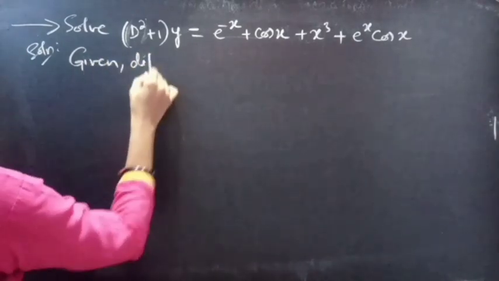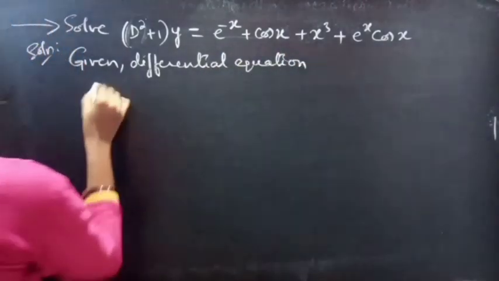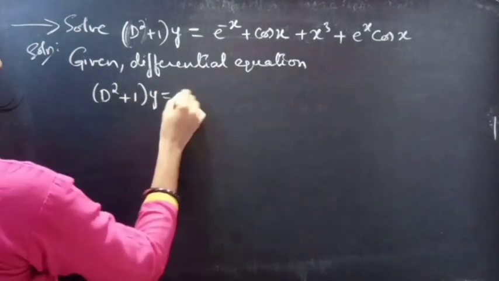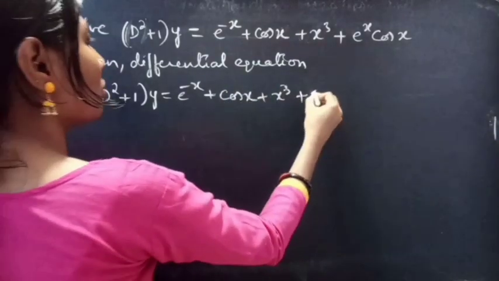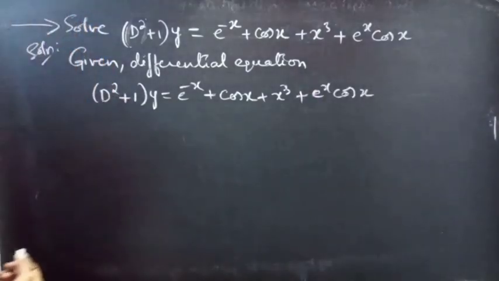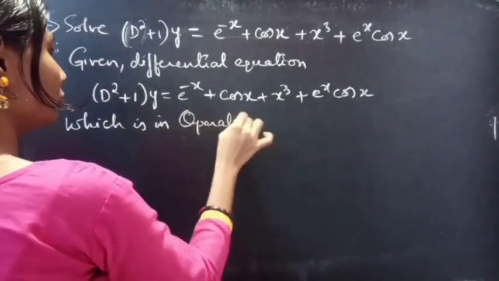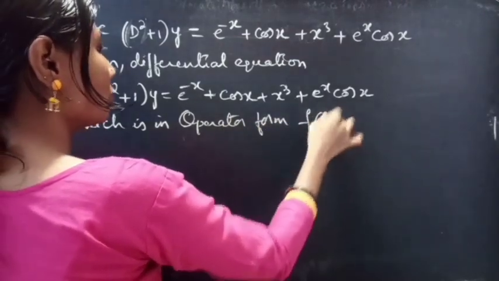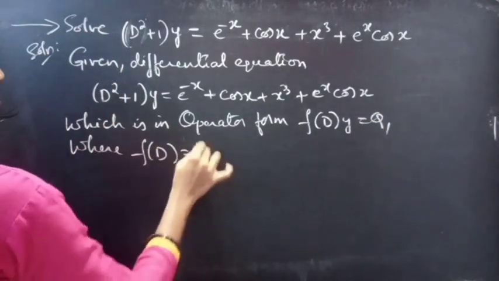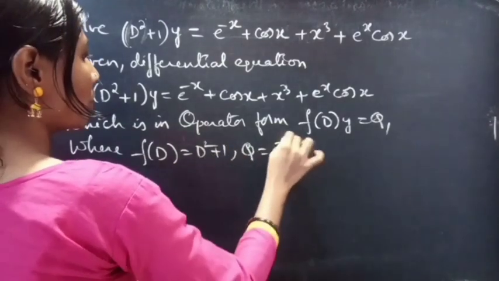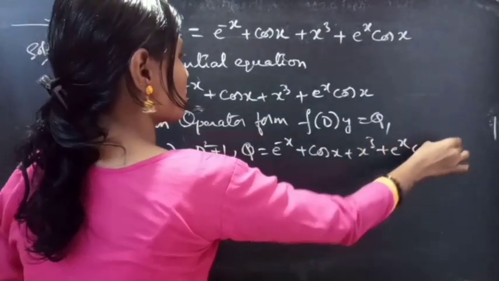Given differential equation, (D square plus 1) y equals e power minus x plus cos x plus x cube plus e power x cos x, which is in operator form F(D) y equals Q, where F(D) equals D square plus 1 and Q equals e power minus x plus cos x plus x cube plus e power x cos x.